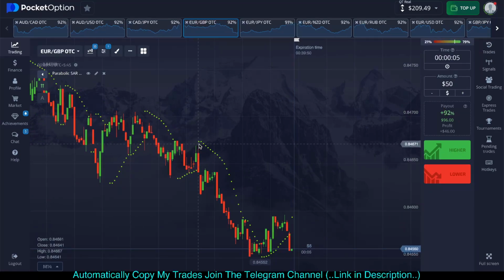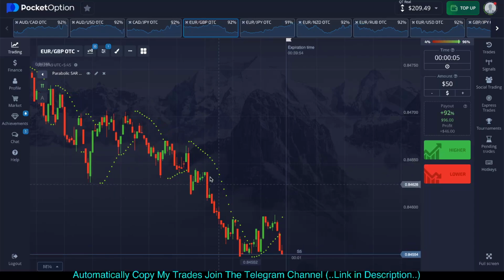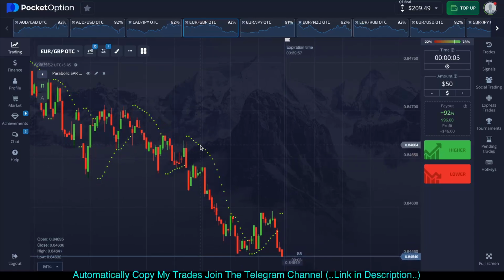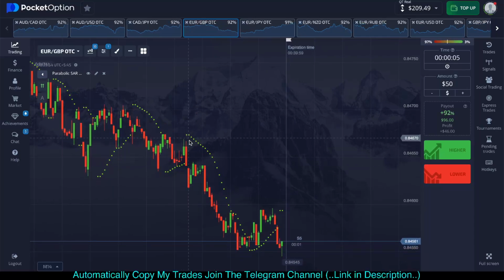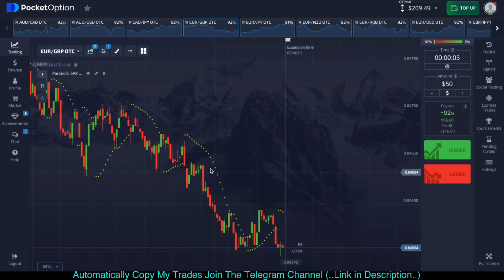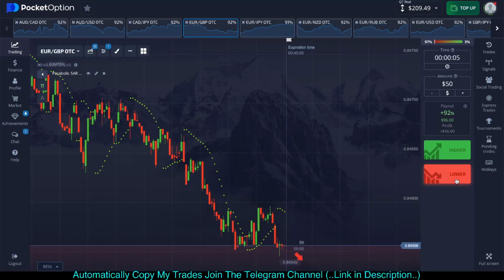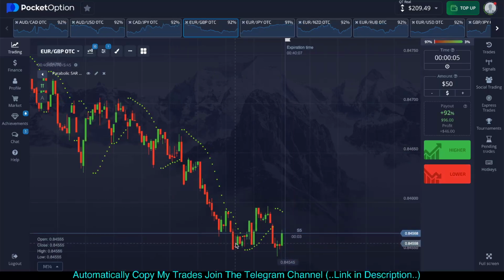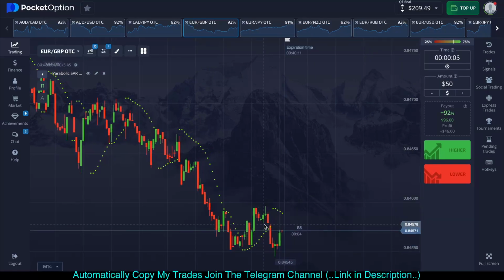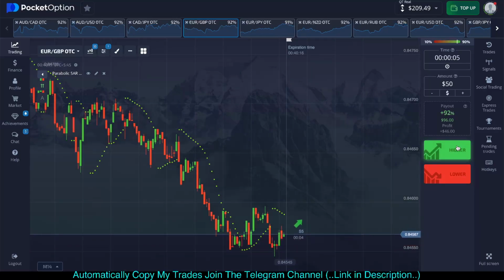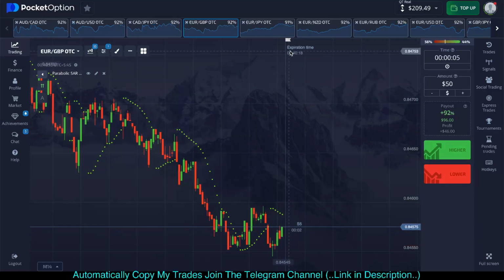So for example, if this second dot is forming, this is the parabolic SAR dot, and if the parabolic SAR dot is above the candles, that means it is a downtrend, and whenever this second dot is forming, at that time make a trade by clicking on lower. Whenever the parabolic SAR dots are below the candles, that means it is an uptrend. So whenever this second dot is formed, you make a trade by clicking on higher. This strategy is as simple as this.